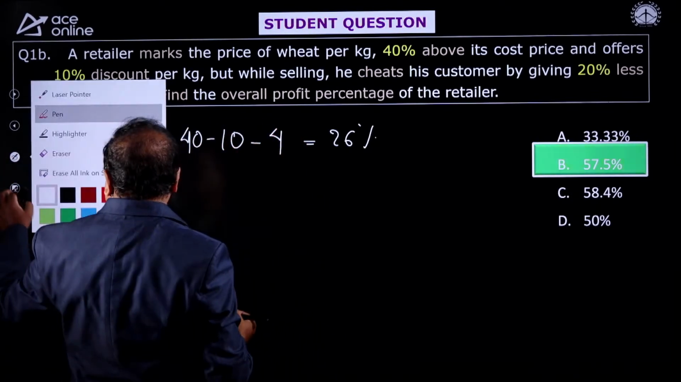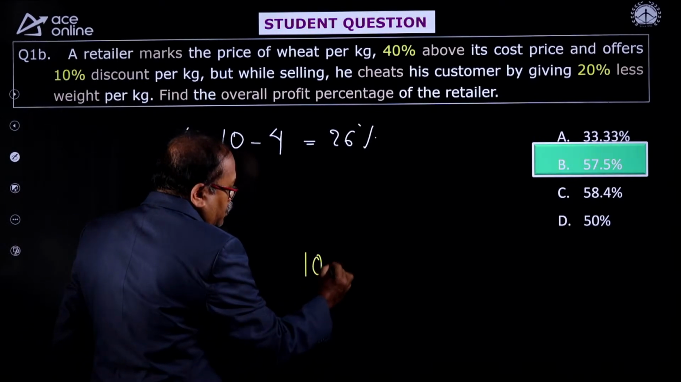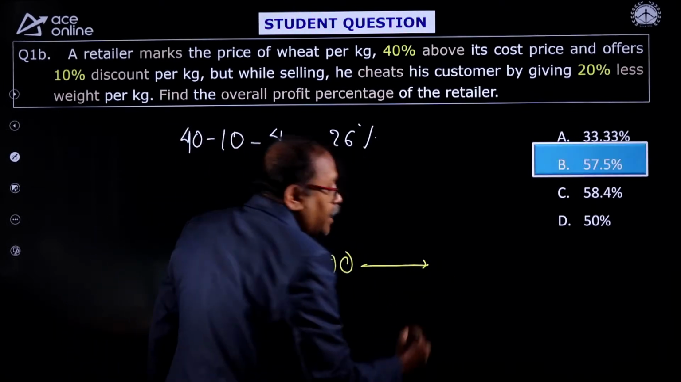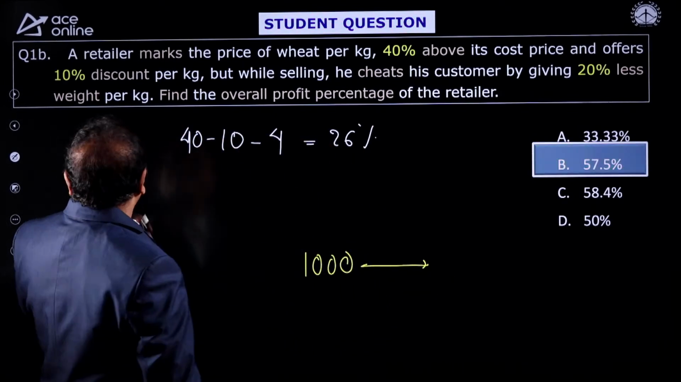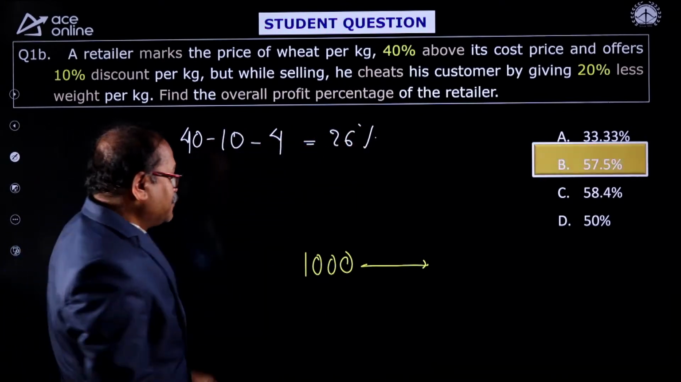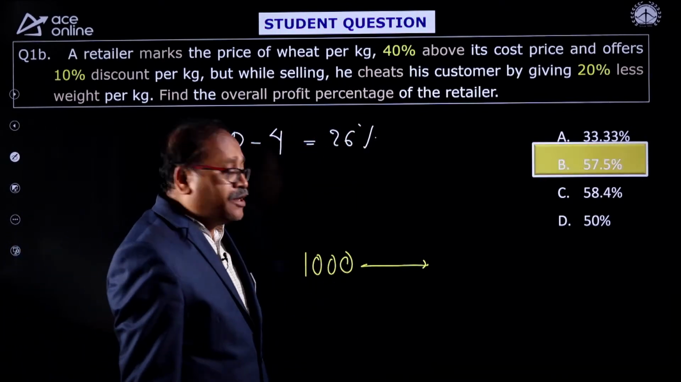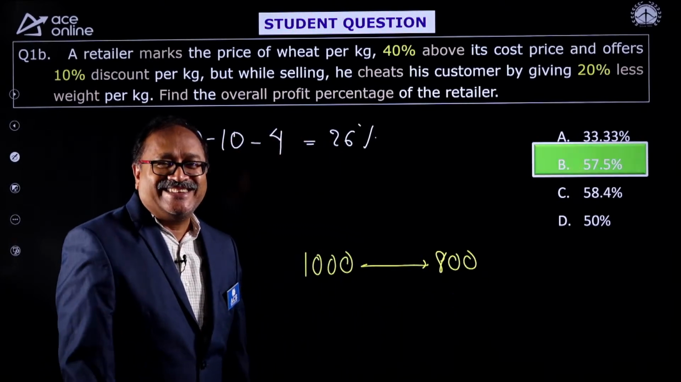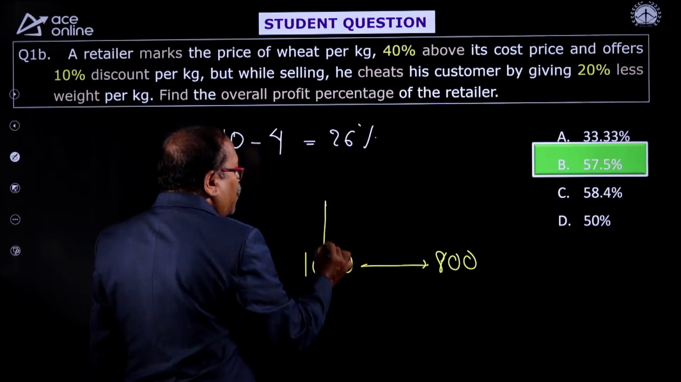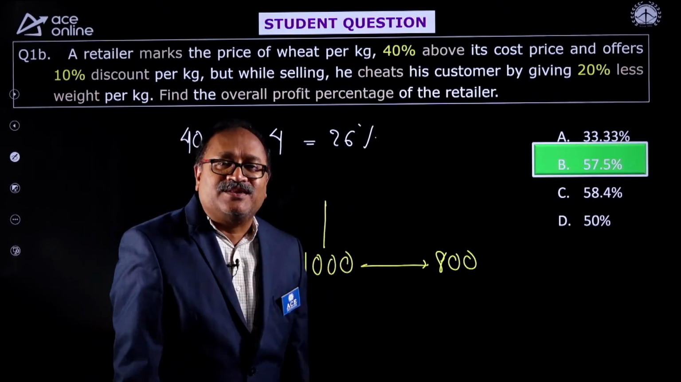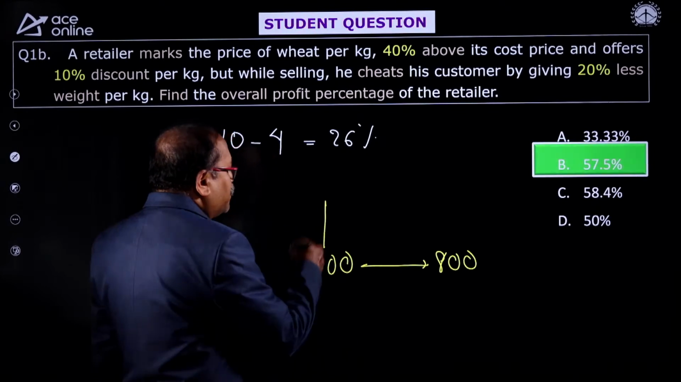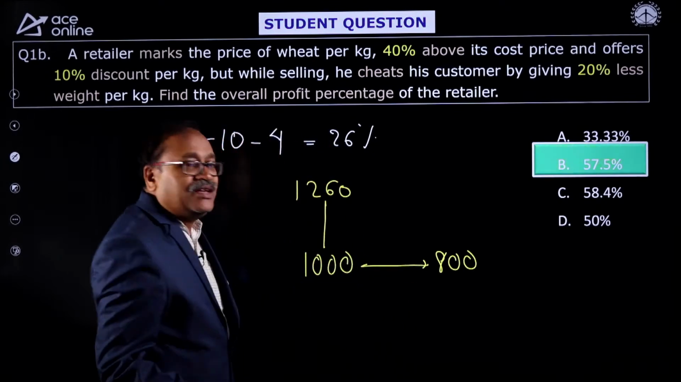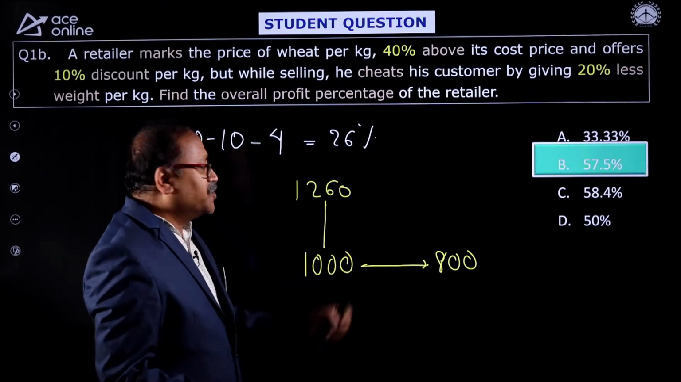Now what I do here is I'll take this 1000 grams as it talks about 1 kg. And what it does, 20% less weight. What is 20% of this? 200. Take out 200. So you are selling 800 grams. Now there is 26% profit. So what is 26% of 1000? 260. So 1000 plus 260, 1260. Now this is my CP and this is my SP, and the difference is 460.